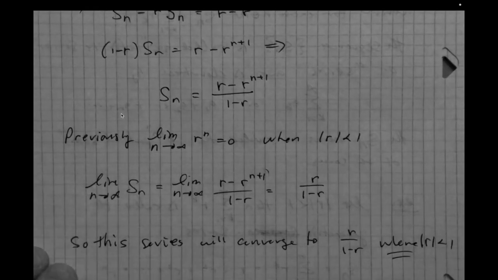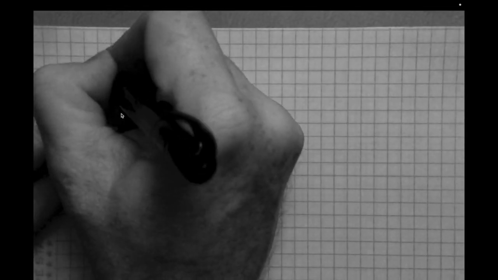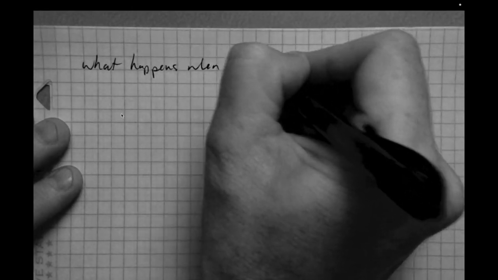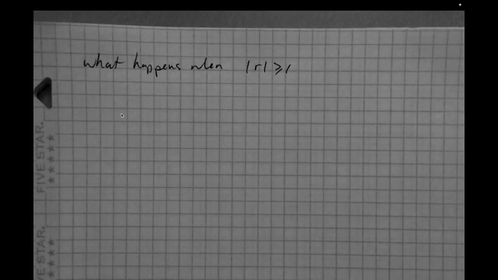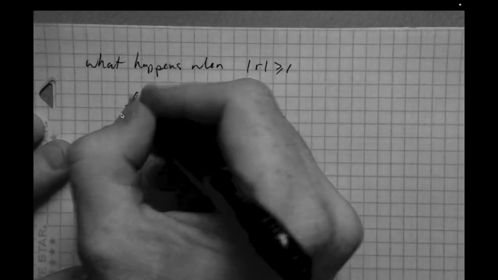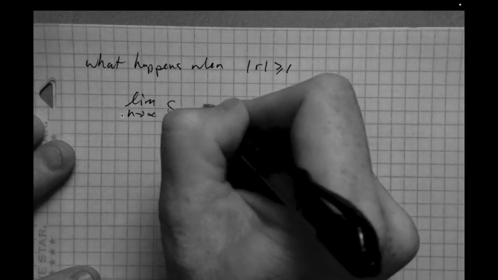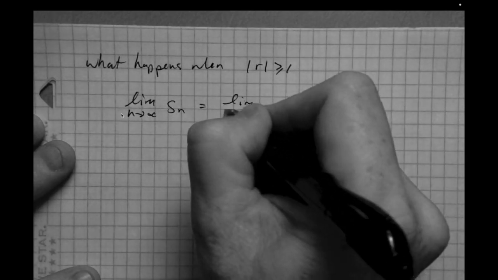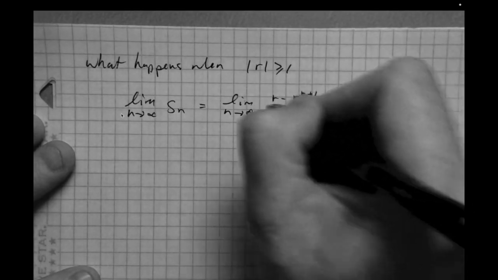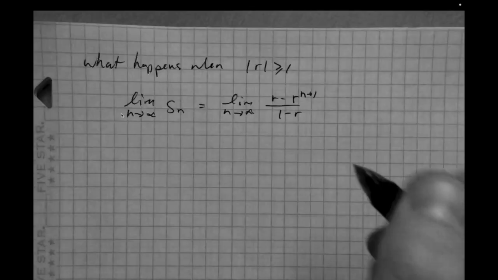Now, what happens when r is outside of 1 in absolute value? So what happens when the absolute value of r is greater than 1, or greater than or equal to 1? Well, you can just look at the previous limit, the limit as n goes to infinity of s sub n. Again, it'll be the same. It'll be the limit as n goes to infinity of r minus r to the n plus 1 over 1 minus r. Now, what's going to happen to this thing?